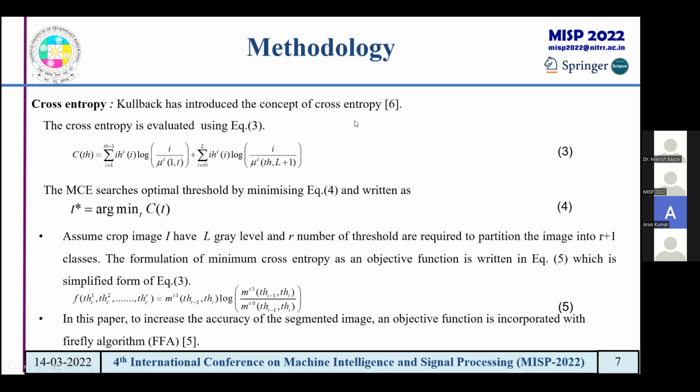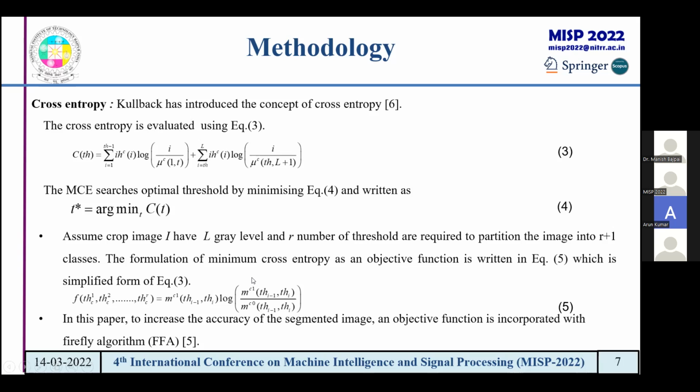Kullback had introduced the concept of cross entropy, and the formula is described in equation number 3. Based on this equation, they find the optimal threshold value by minimizing equation number 4. Assume we have a crop image I, and L is the gray level, and R thresholds are required to partition the image into R plus 1 classes. This is the formulation, equation number 5, which is the simplified form of equation number 3.